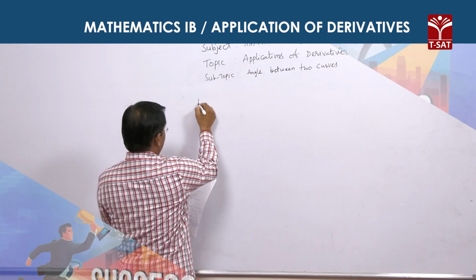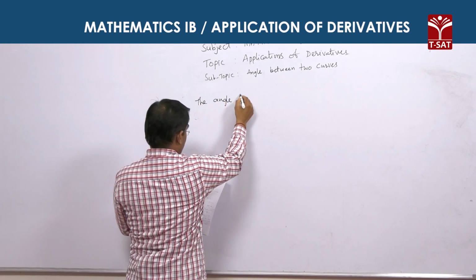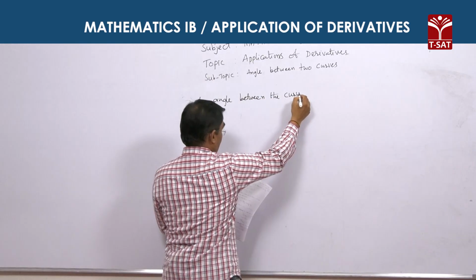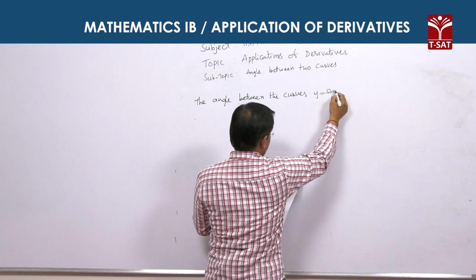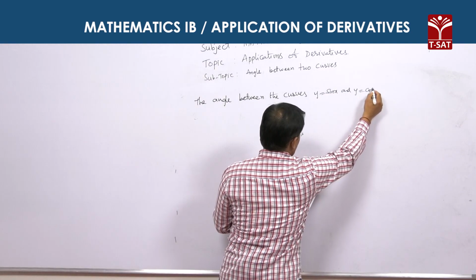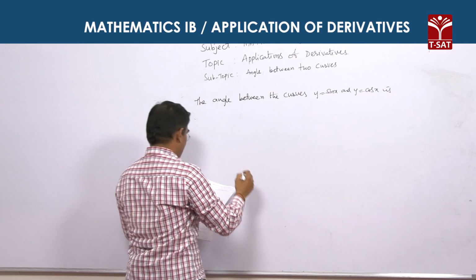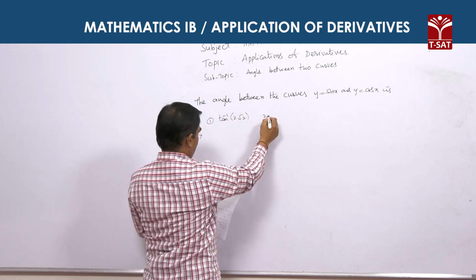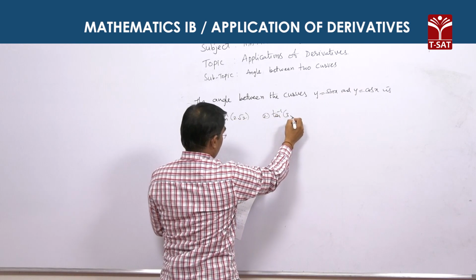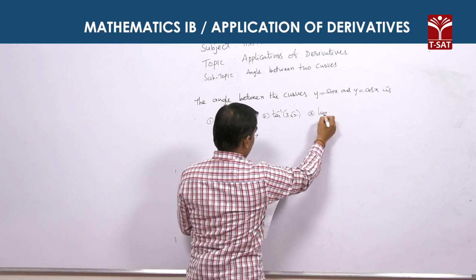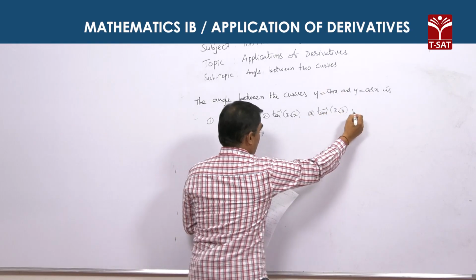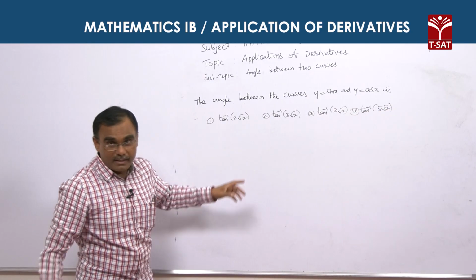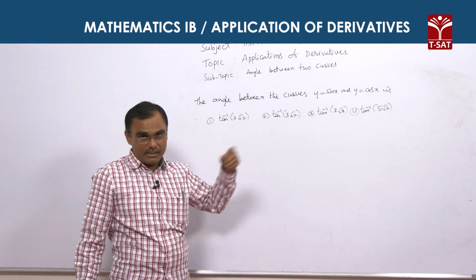Next problem: the angle between the curves y is equal to sin x and y is equal to cos x is dash. The angle between the curves. So first response is tan inverse 2 root 2, second response is tan inverse 3 root 2, right. Third response is tan inverse 3 root 3 and fourth response is tan inverse 5 root 2, right. Find the angle between the two curves y is equal to sin x and y is equal to cos x.